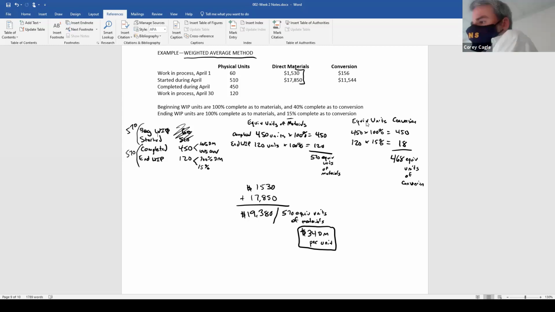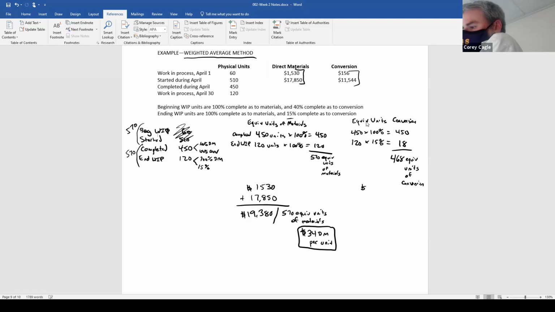Here's all the money we've spent on converting any units that we've got going, whether we spent it last month on the units or this month, add them all up. That's where the whole idea of a weighted average is coming in. We did some work last month on these units. We're doing some work this month. Combine it all and divide, regardless of when.